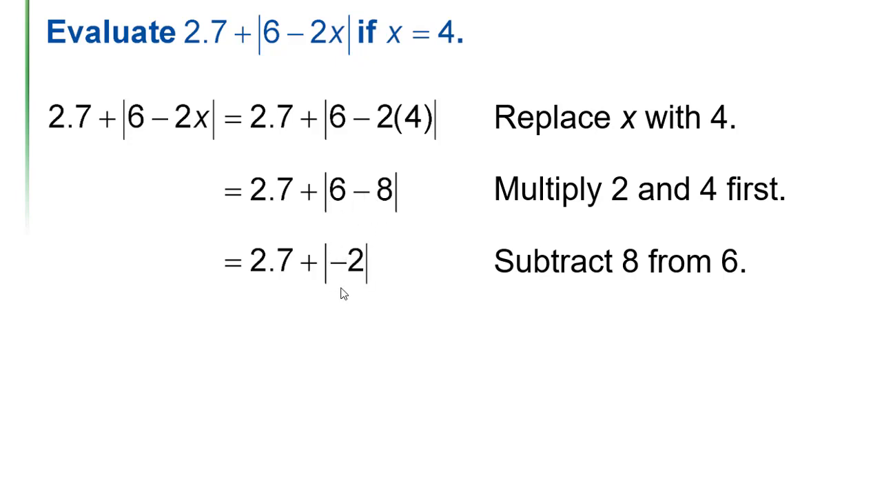But remember, absolute value is the distance from 0 on the number line. So the absolute value of negative 2 is actually positive 2. So we get 2.7 plus 2, and the answer is 4.7.